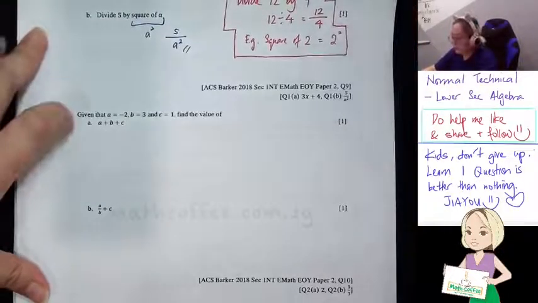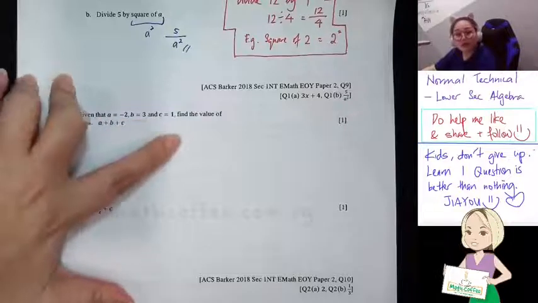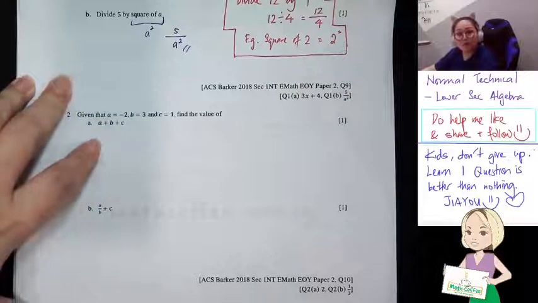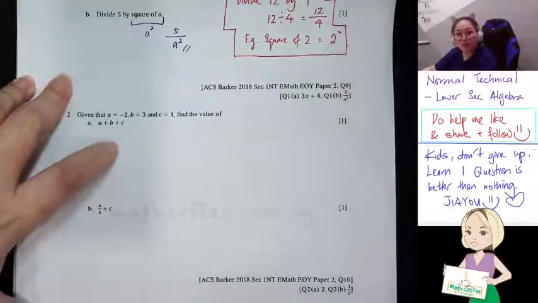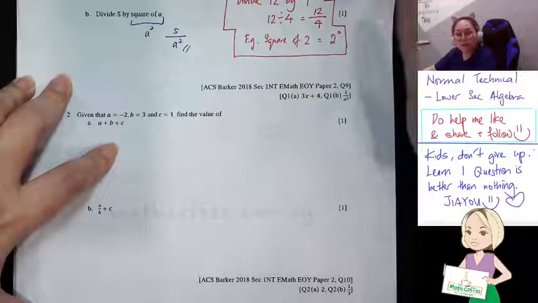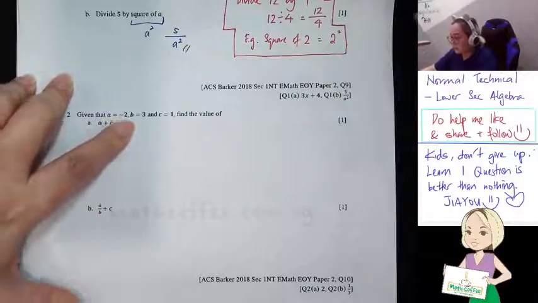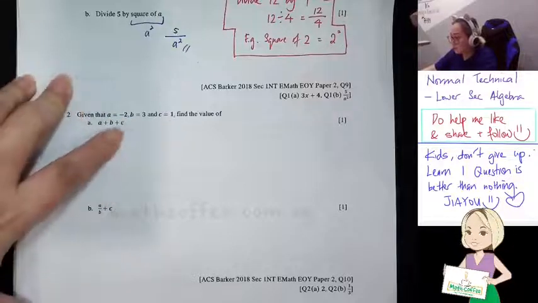Given that A is -2, B is 3, and C is 1, they want you to find the value of A plus B plus C. I'm doing normal tech lower secondary algebra.